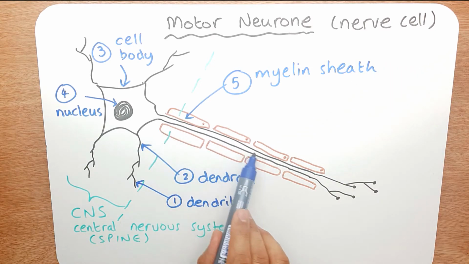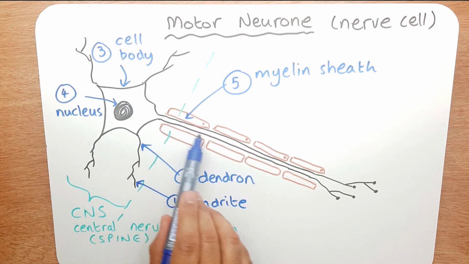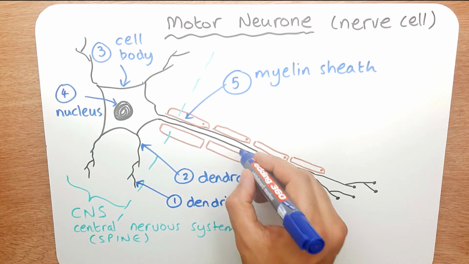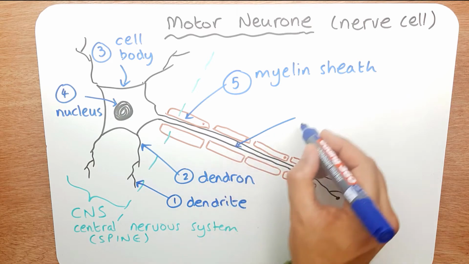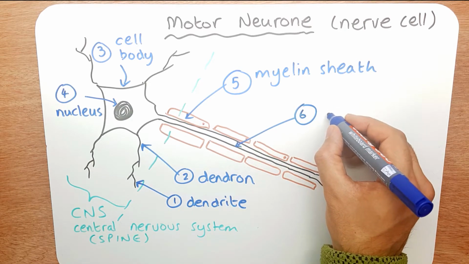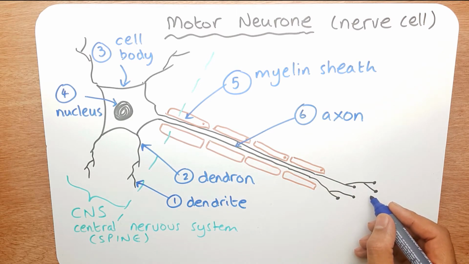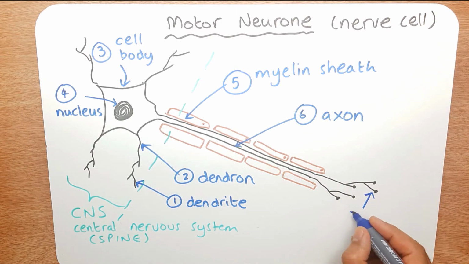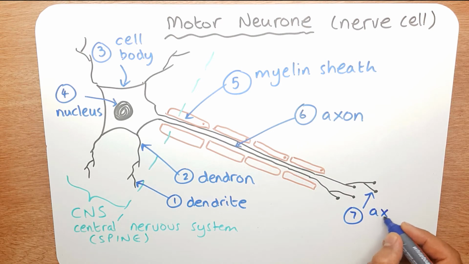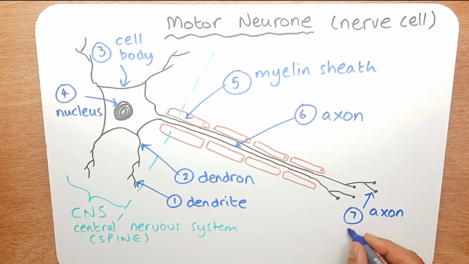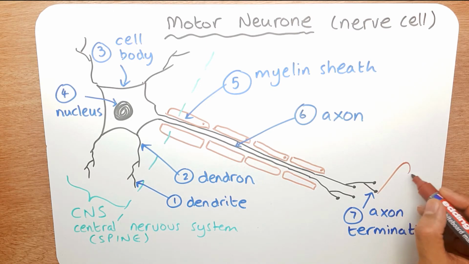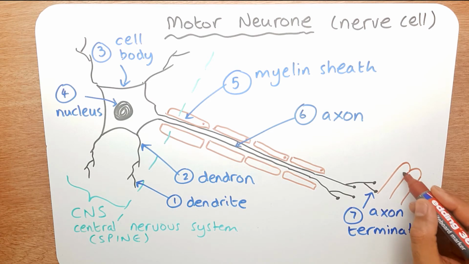This part of the cell that's going away from the cell body is called the axon, and you have these terminating junctions. We'll call them axon terminations. And they will join onto what we'll call muscles.